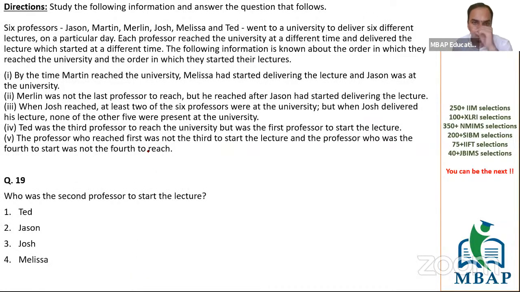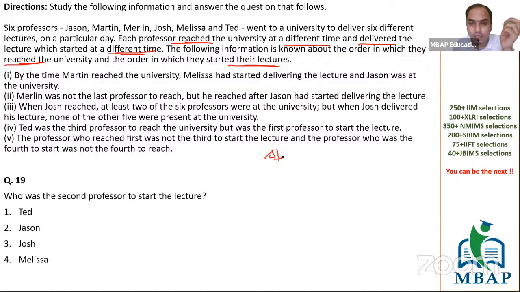Now here, six professors went to a university to deliver six different lectures on a particular day. Each professor reached the university at a different time and delivered the lecture which started at a different time. So two things: each professor reached at a different time, and the lecture started at a different time. The following information is known about the order in which they reached the university and the order in which they started the lectures. Now understand from here that you have two orders to be done.